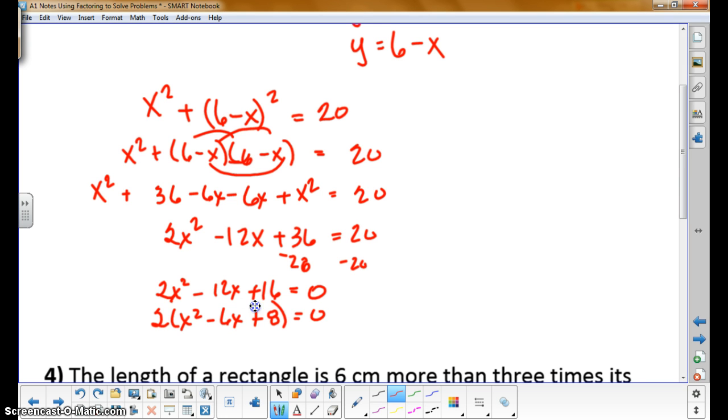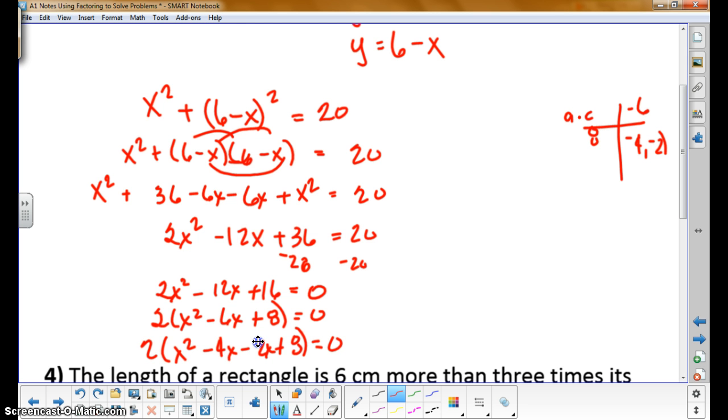And now we're in an AC factoring mode. So A times C is 8. B is a negative 6. So how about negative 4, negative 2? 2 times x squared minus 4x minus 2x plus 8 is equal to 0. And you can always replay this if you need to slow it down. Okay, factoring by grouping.